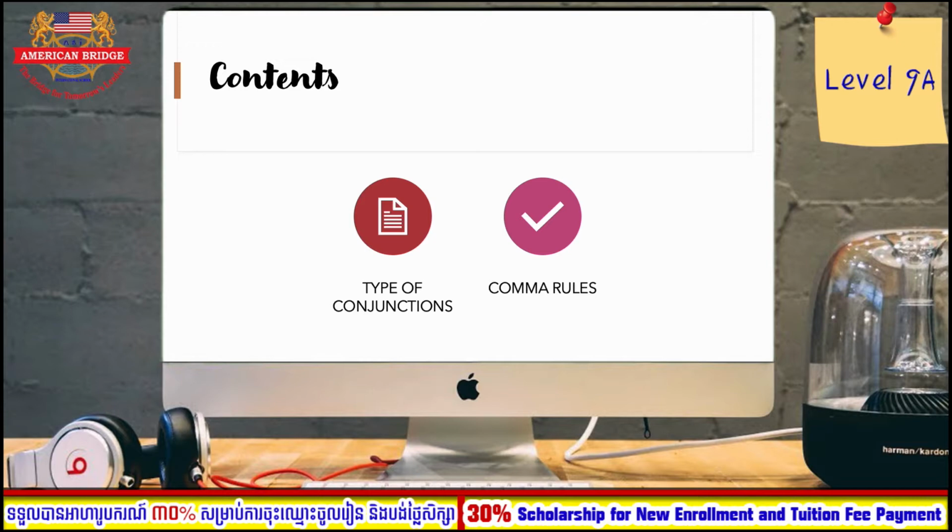The first point is all about the review of the types of conjunctions that we have learned, which are subordinative conjunctions and coordinative conjunctions. And in this video, we mainly pay our attention to the comma rules: when to use a comma when we combine two clauses together using coordinative conjunctions and subordinative conjunctions. So let's jump on to our lesson point today.